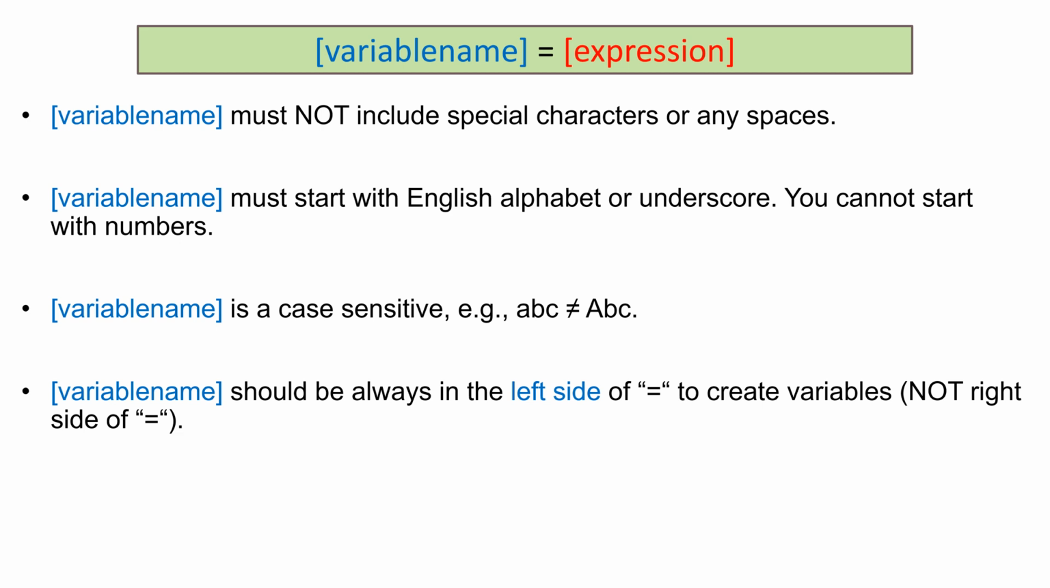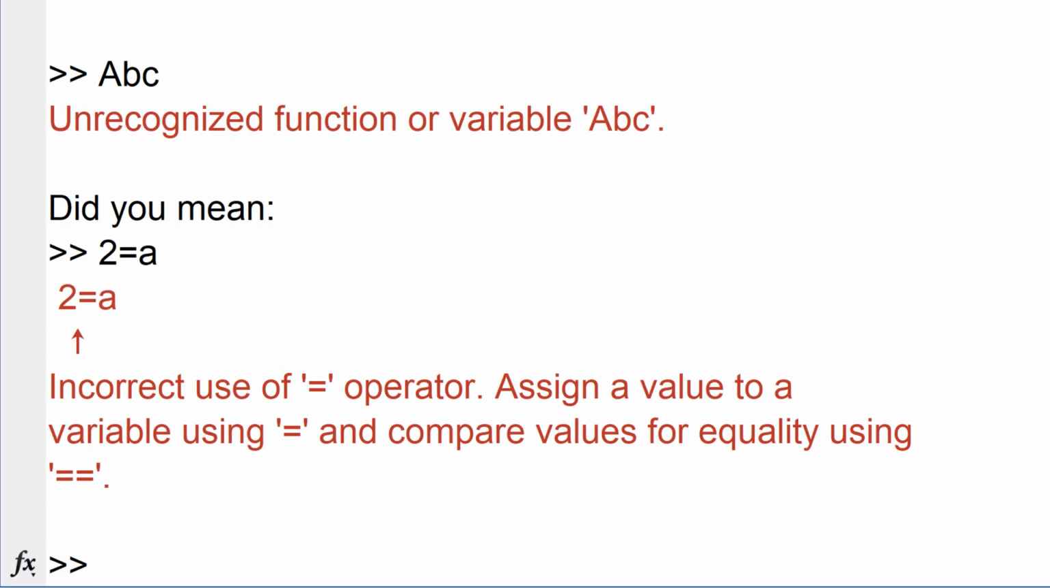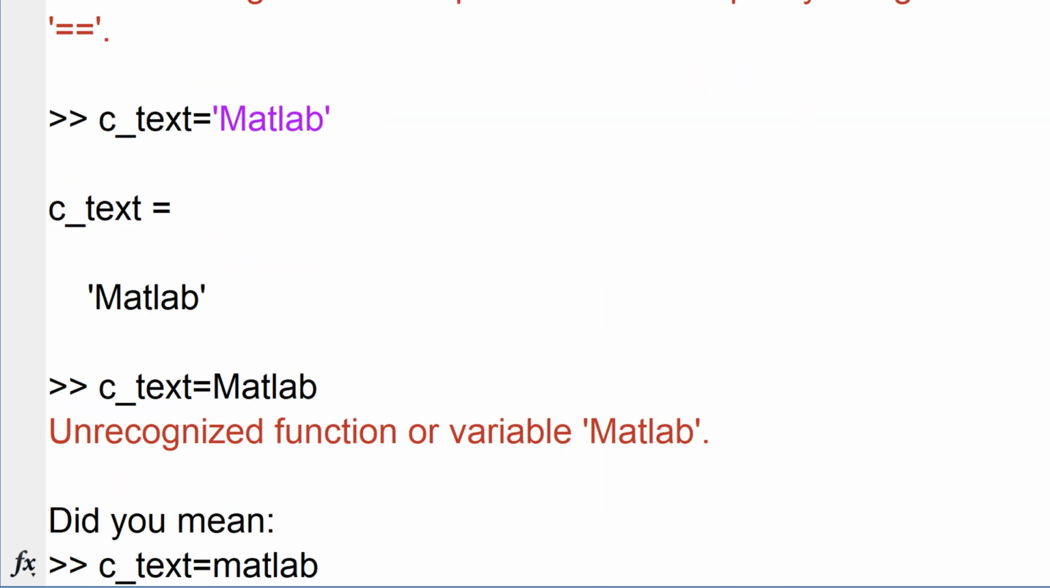Variable names should always be on the left side of the equal sign to create variables, not the right side of the equal sign. For example, 2 equals a does not work. To create the variable for text, your text should be enclosed by two single or double quotation marks. For example, you can create c_text for MATLAB. Without using single or double quotation marks, you will get an error. It says undefined, meaning that it considers MATLAB as a variable name, but it has never been used before, so it gives us an error.